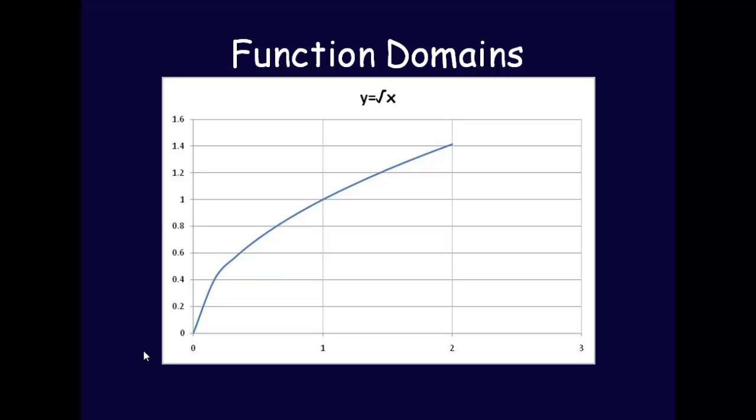Here's some special functions. This is a bit of the graph y equals root x. Now, because we can't square root a negative, we would need to state for this function that x is greater than or equal to 0. So for this we just have x is greater than or equal to 0. When we have y equals root x, then we just take the positive roots. We don't consider negative roots. So we would put this.